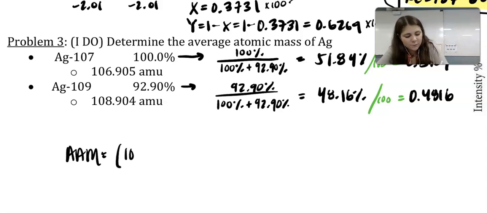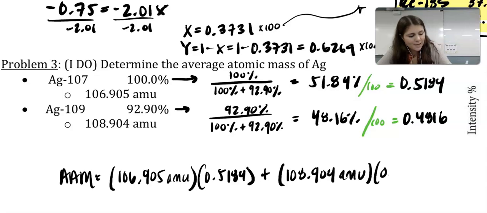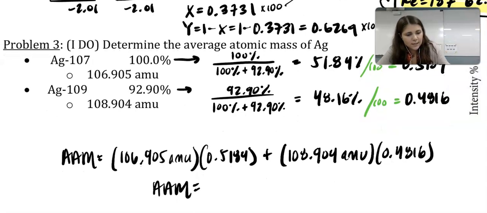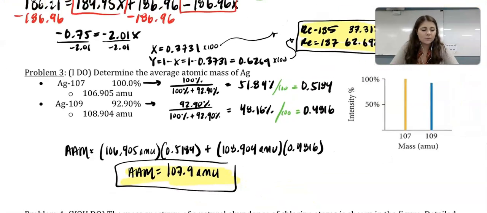So the mass of the first one is 106.905 AMU. I'm going to use that relative abundance. Then I'm going to add the second mass multiplied by its abundance. So average atomic mass ends up being 107.9 AMU. And so here again, I was hoping for a number that was in between 106.9 and 108.9. So this ended up working great.